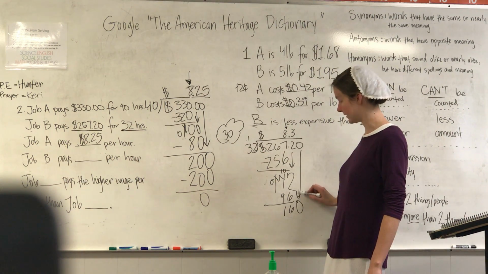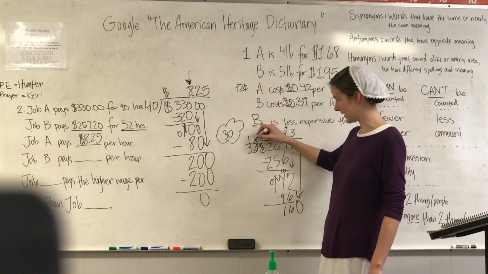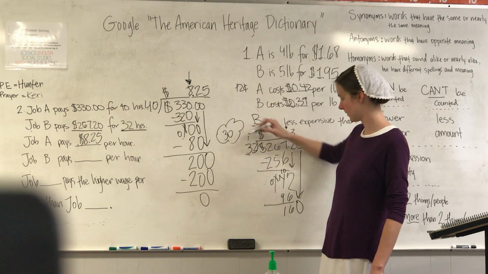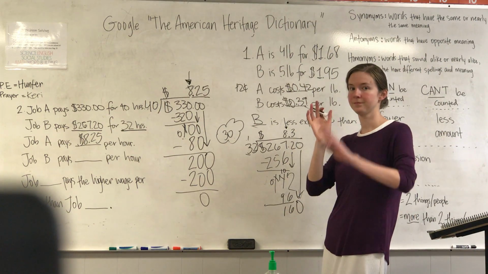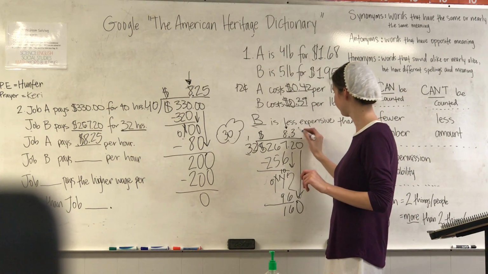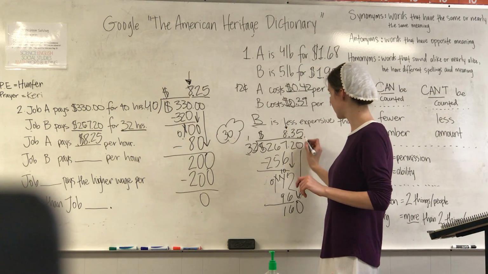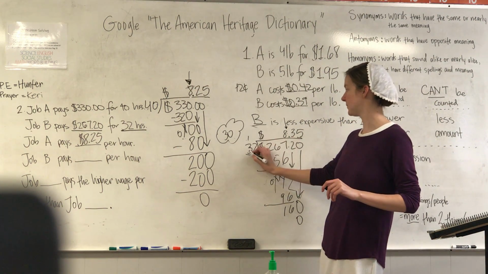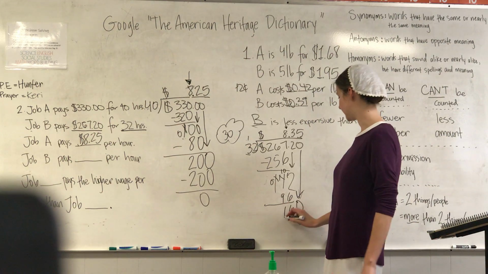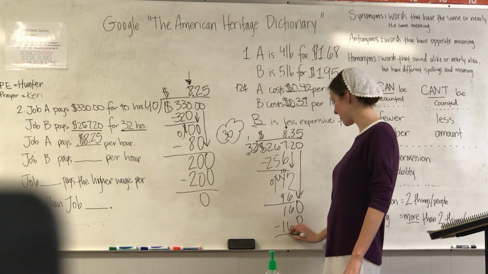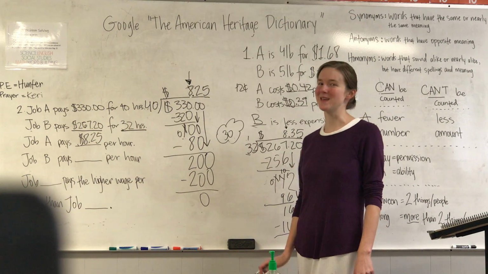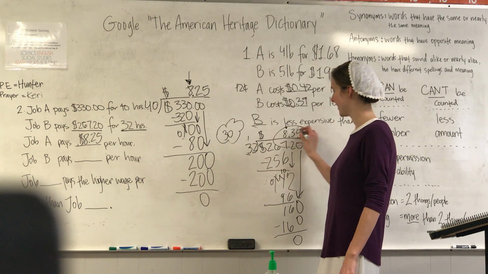So we dropped our 0. So we're taking 32 and 160. How many times does 3 go into 16? 5 times. Let's multiply. 5 times 2 is 10. 5 times 3 plus 1 is 16. Yay! We have no remainder, which is amazing. Job B. Look at your answer.